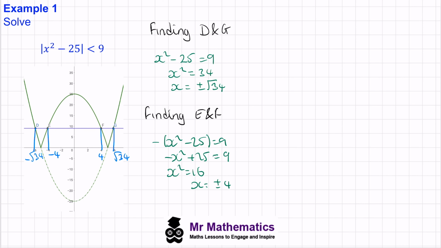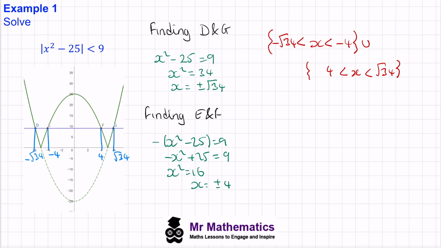So if we go back to our graph, we can see that the modulus is below 9 between D and E. So when x is less than negative 4, but greater than negative root 34, we have our solutions. Or when x is less than root 34, but greater than positive 4. And this will be our solution using set notation, okay?